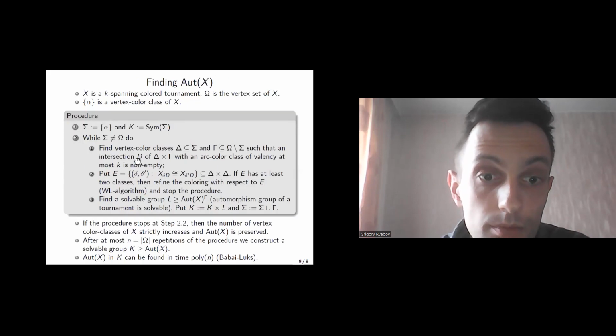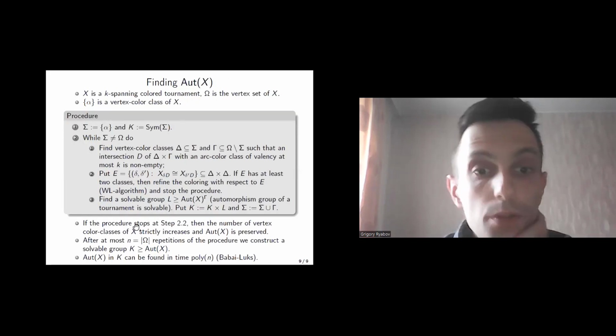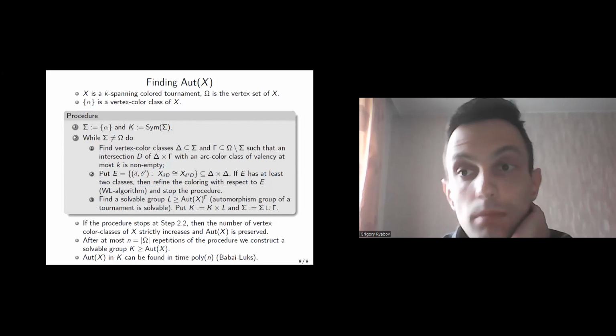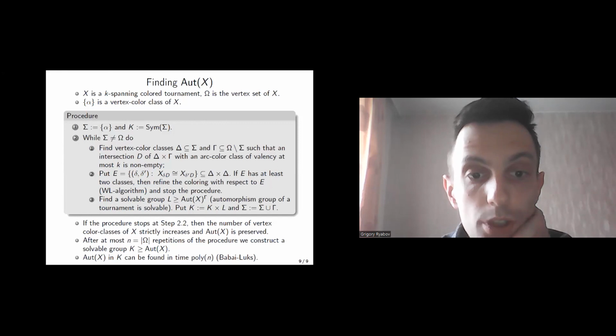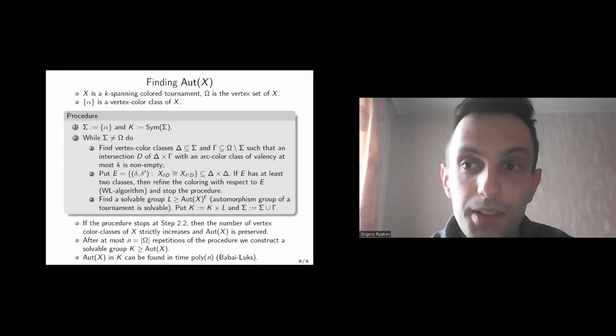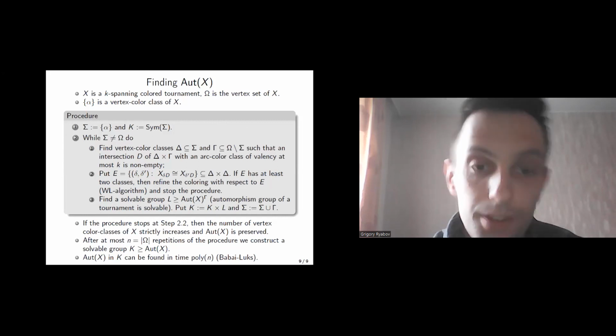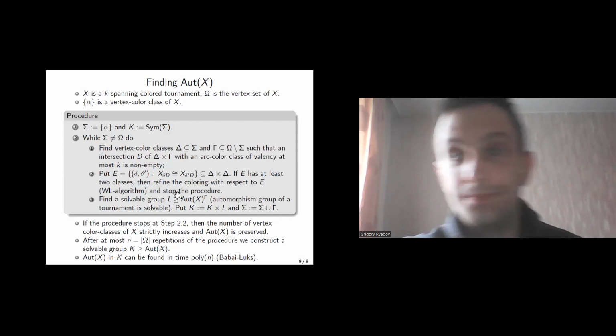Maybe one of the non-trivial steps here is, of course, finding a solvable group L, because we use some wreath products of permutation groups here. But maybe I will explain in private communications if somebody is interested in this. So, thank you for your attention.